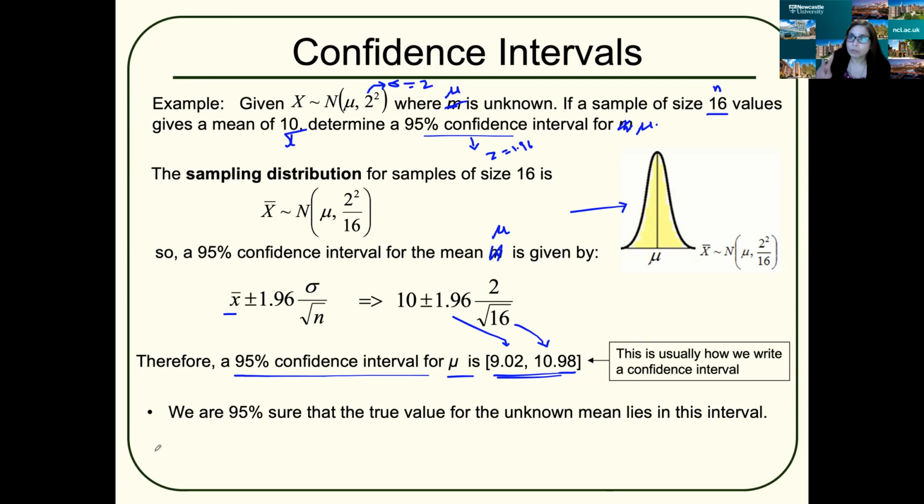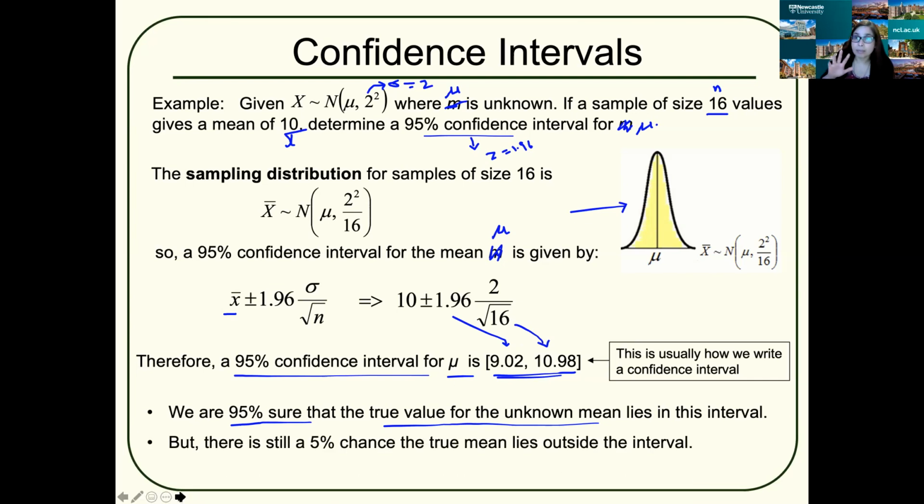Okay, so two important points you can interpret from that. One, we are 95% sure that the true value of the unknown population mean lies within this interval. And at the same time, there is a 5% chance that the true value will lie outside the interval. So these two points you should clearly interpret in your solution.